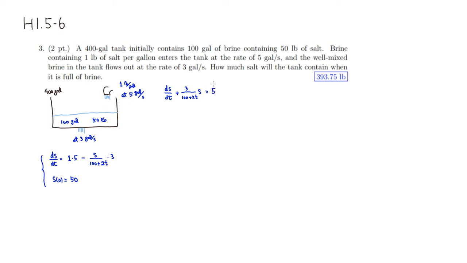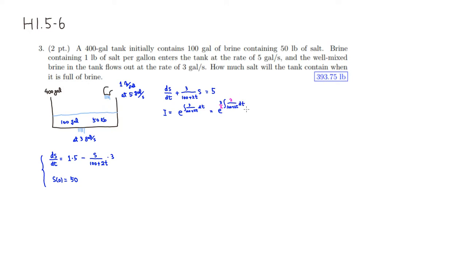The integrating factor I is going to be e to the integral of 3 over 100 plus 2t with respect to t. The derivative of 100 plus 2t is 2, so I'm going to rewrite it this way. I pull out the 3 and keep the same denominator, but I would like to have a 2, so I'm going to multiply by 2 and then divide by 2. That way we don't change the quantity.